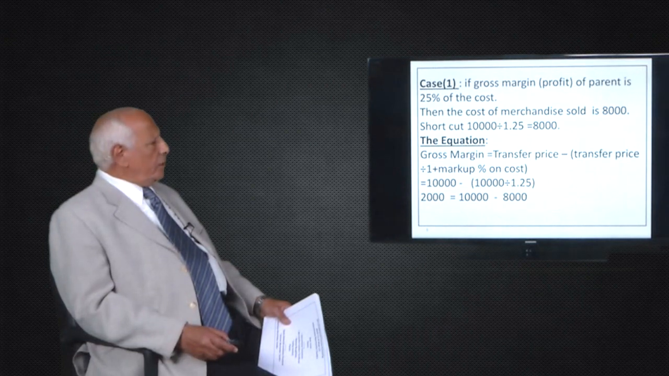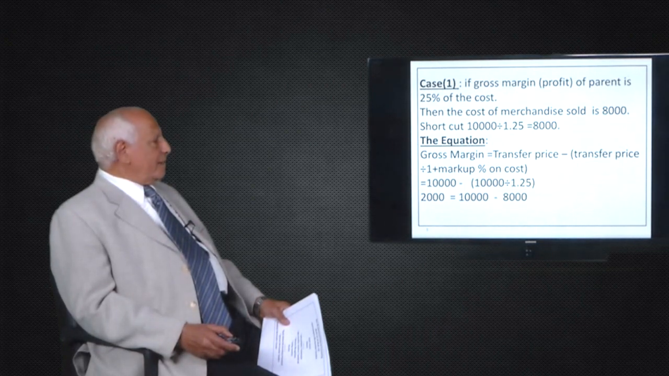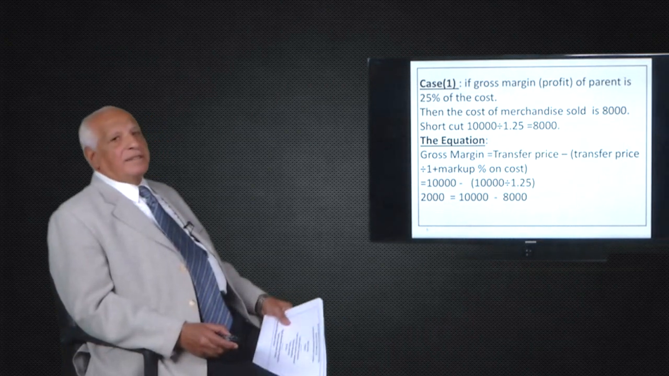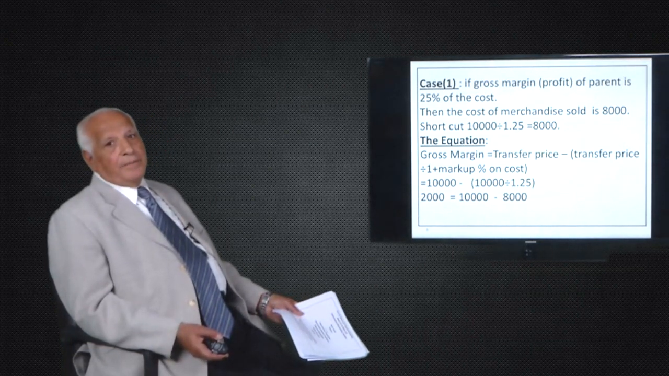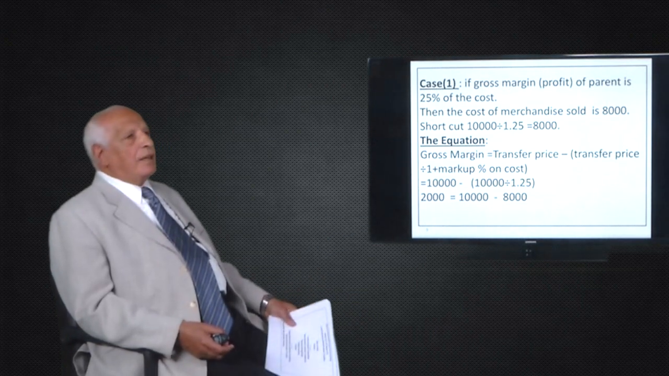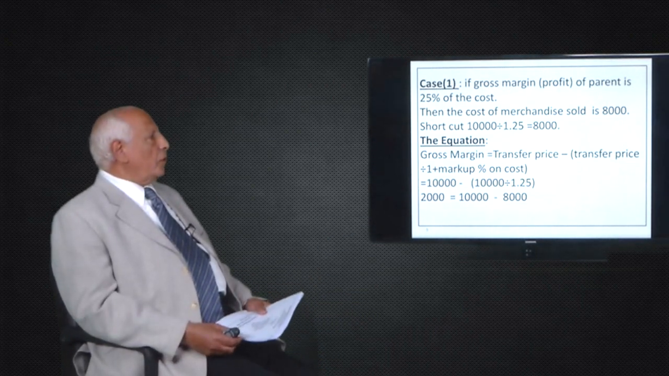What equation are we going to use? Gross margin, or profit, equals transfer price minus transfer price divided by 1 plus the markup percentage on cost. That means 10,000 minus 10,000 divided by 1.25 gives you 2,000. Where does 2,000 come from? 10,000 minus 8,000. The selling price is 10 and the cost is 8, so the difference between selling price and cost of goods sold is 2,000. The same number, 8,000, is the cost of goods sold.